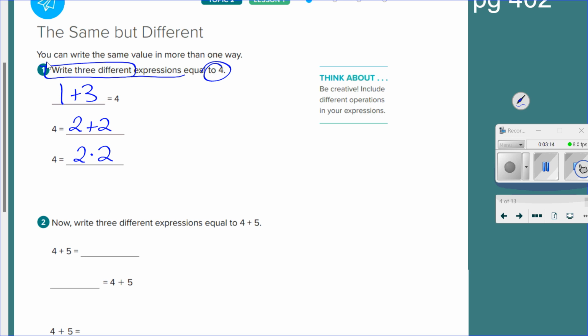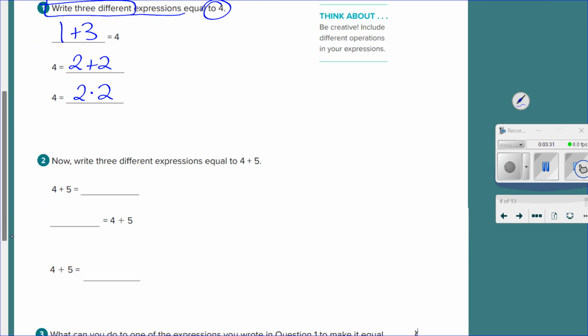Are those the only problems that would equal 4? No, there are many different problems that will equal 4, and that's one thing you will learn during this lesson. There are many different ways to solve the problem. Does that make sense? Okay.